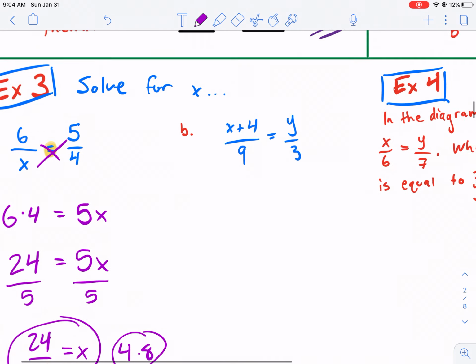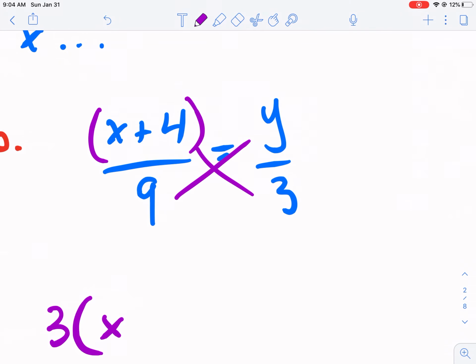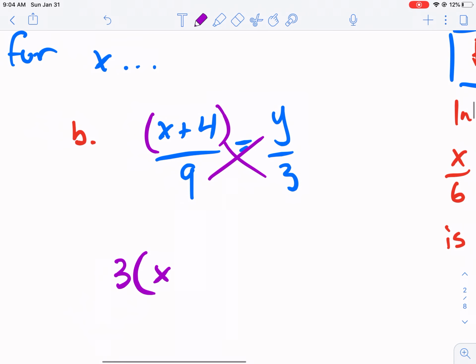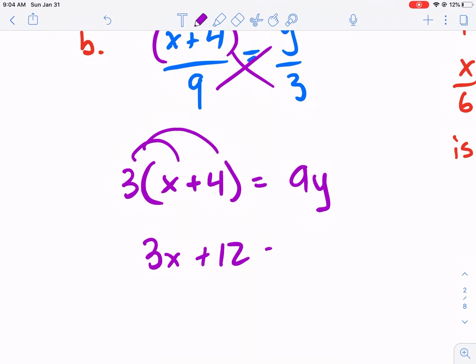Here we're trying to solve for x, we're trying to get the x by itself. Okay, so we can cross multiply here. We have 3, and now, this is what I want you guys to know. If you have addition or subtraction and you're multiplying, make sure to put that in parentheses, equals 9y. Okay, we're going to distribute. We get 3x plus 12 equals 9y.